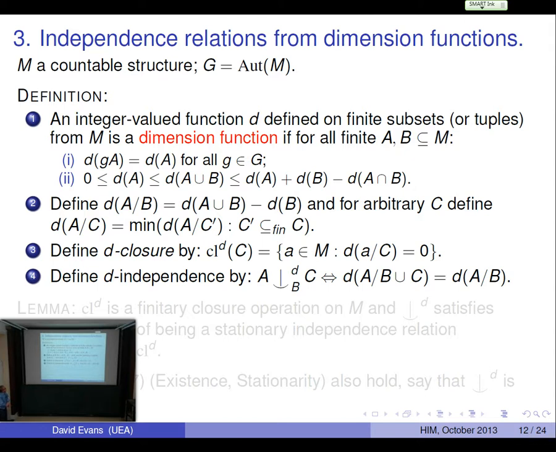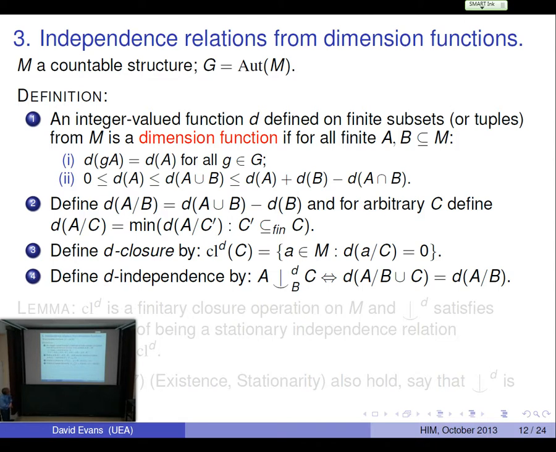Okay, so M is going to be a countable structure. G is going to be its automorphism group. I'm going to say that an integer-valued function D defined on finite subsets, or on tuples from M, is a dimension function if for all finite A and B, it satisfies these two properties. The first one is that it's invariant under the group, which seems reasonable. So the dimension of G of A is the same as the dimension of A.